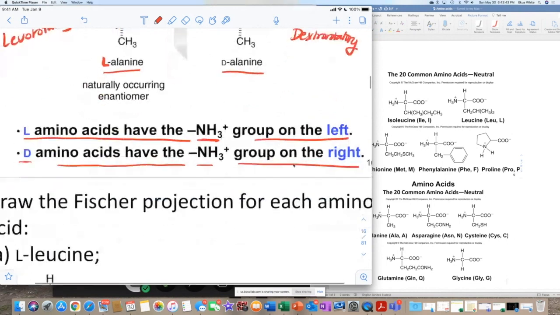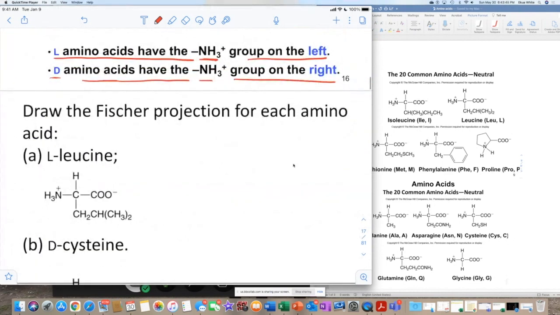Here we're being asked to draw the Fischer projection. That's easy. Remember, the Fischer projection resembles a fish in the sense that the central atoms are drawn as skeletons of the fish, like bones. So this is just simply that.